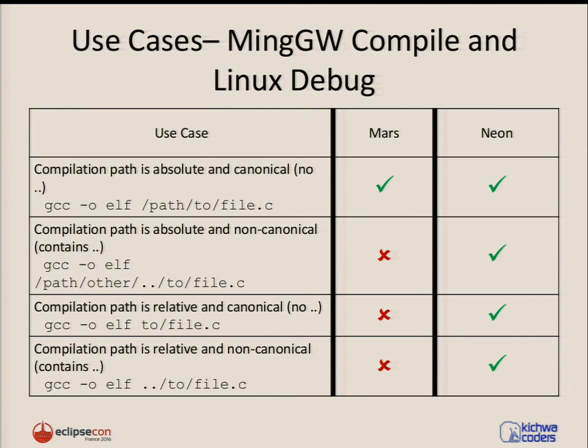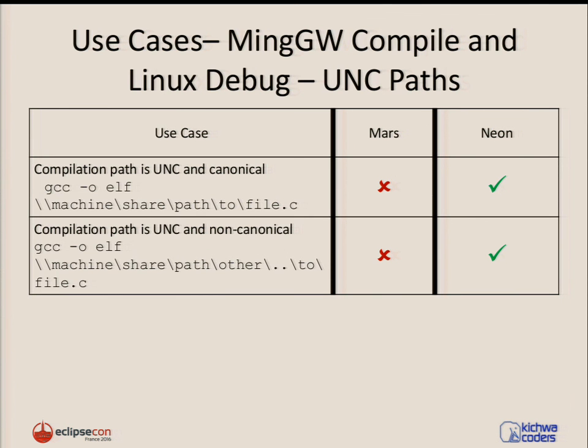MinGW, compile Linux debug, interaction between platforms, which we're starting to see more and more of. Compile in one OS, debug in another. Maybe have a nice server farm that can compile everything quickly. You want to be able to debug it on Windows. That was a little less.